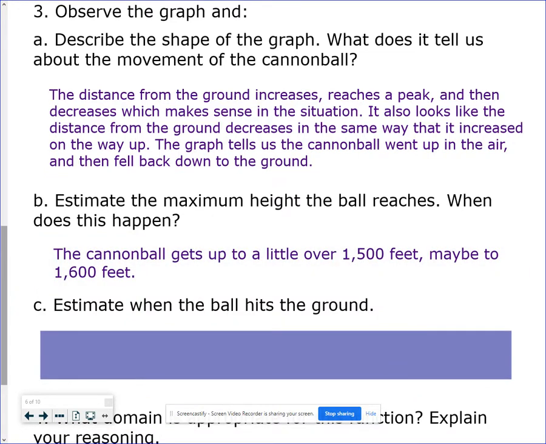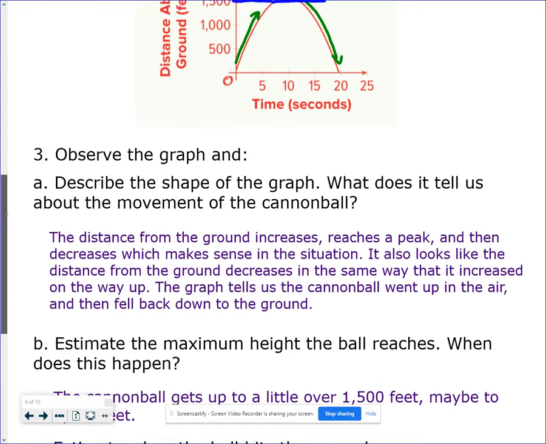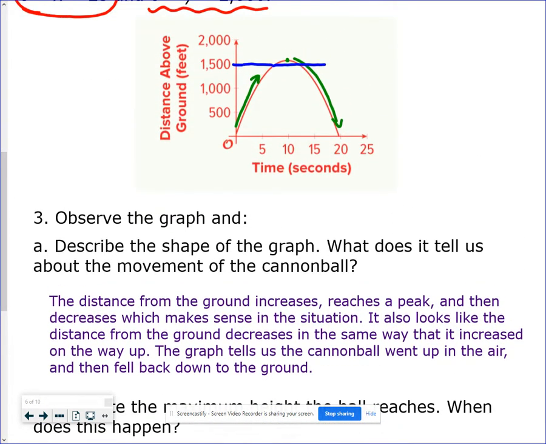That's the maximum. I want to know when the ball hits the ground. Now remember, when the ball hits the ground, that's when the height, the distance from the ground, is 0. That's going to be right here. Right? Not quite at 20 seconds. So it's going to be less than 20 seconds until it hits the ground.